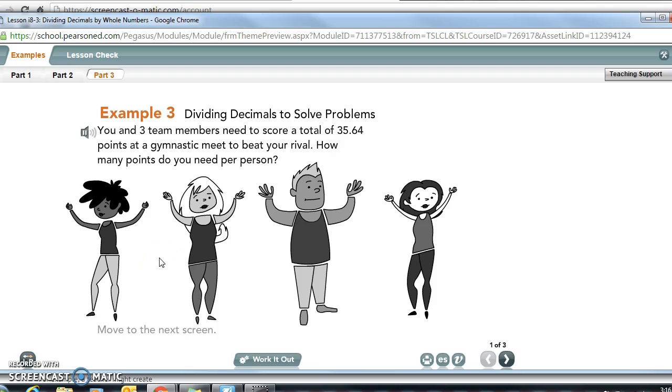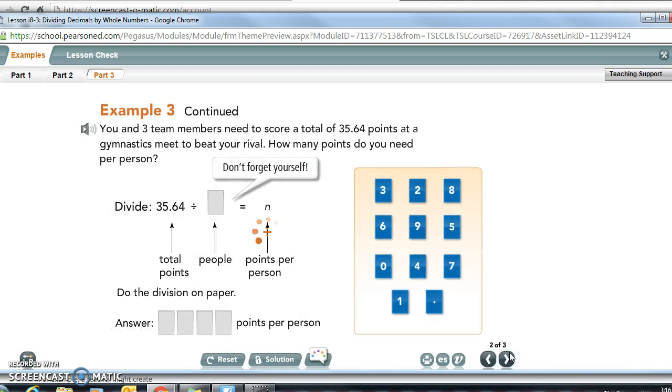You and 3 team members need to score a total of 35 and 64 hundredths points at a gymnastic meet to beat your rival. How many points do you need per person? Move to the next screen to solve. So, you and your 3 team members, so 3 team members we know is a key word, need to score a total of 35 and 64/100ths points at a gymnastic meet to beat your rival. How many points do you need per person?